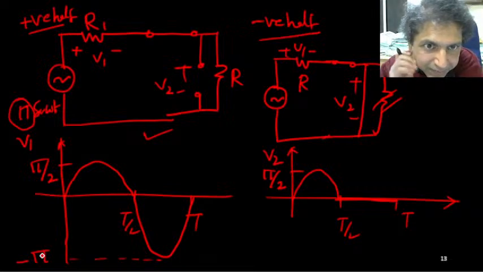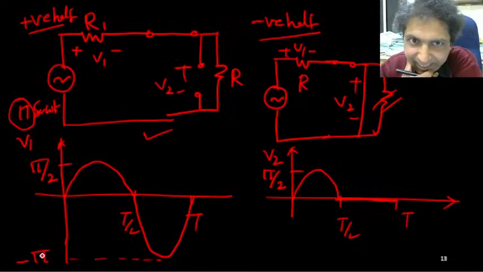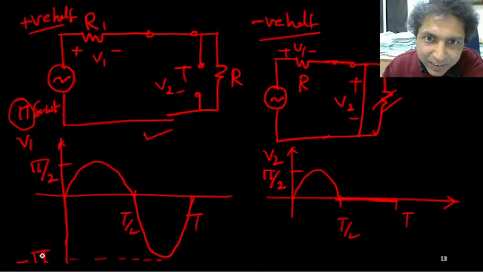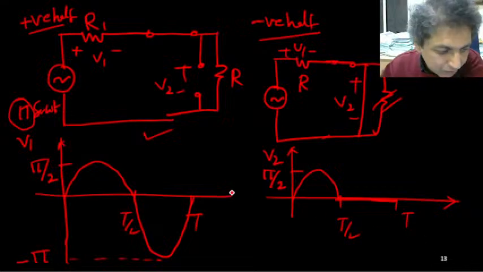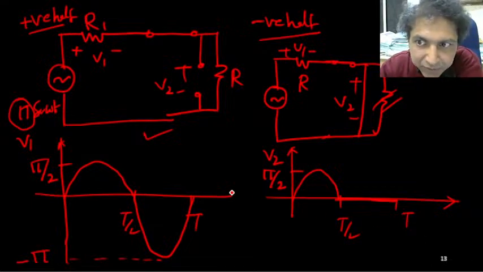Is it okay? So this is for one time period and it will repeat every time. So you will get this kind of waveform in V1 and V2. Is it fine to everybody?